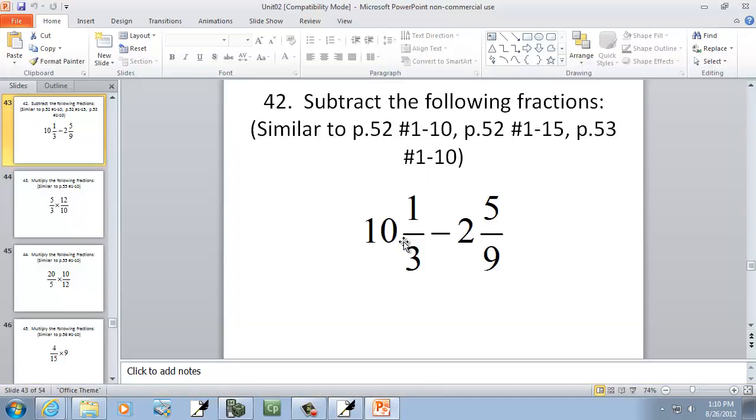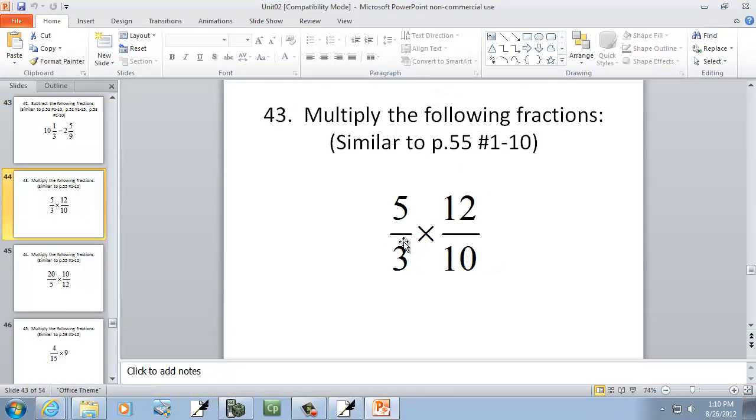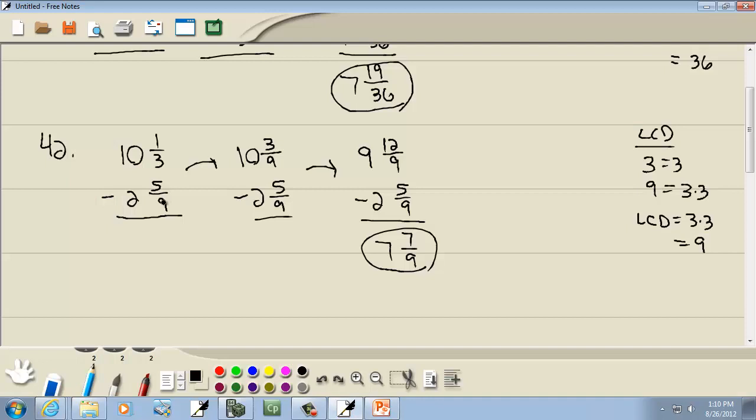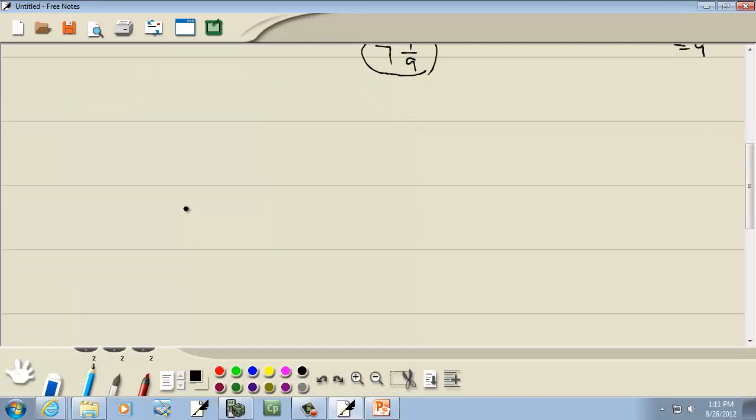Well, let's take a look at multiplication. It's a lot easier. Addition and subtraction, kind of the challenging ones. So, scroll down. And we got 5 thirds times 12 tenths. And this is multiplying fractions.